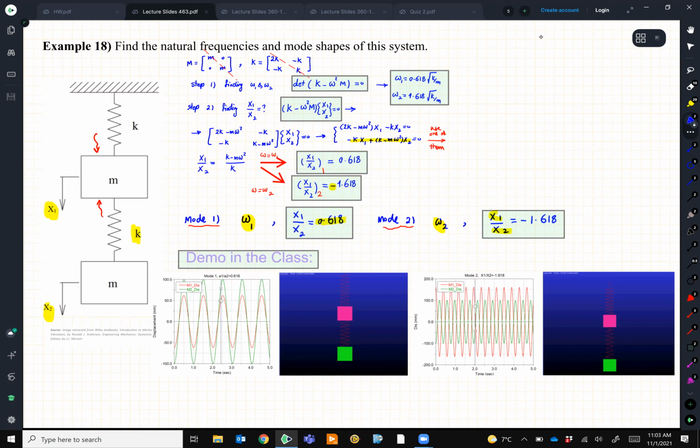One is that the two masses like to move together, back and forth, or here in this case, up and down, same direction. But with the ratio, which we found, that ratio is 0.618. And the second mode shape, these two masses wish to move in the opposite direction, with which frequency? Omega-2, and in the opposite direction. And always they have to maintain this ratio. This ratio, we call them mode shapes, all right?